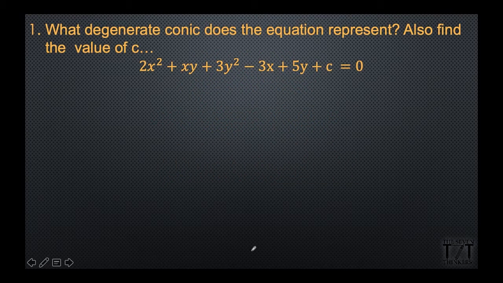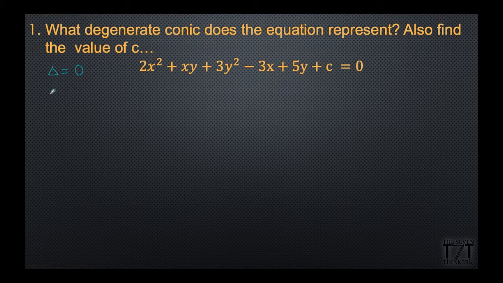The first question says, what degenerate conic does the equation represent? Also find the value of C. The equation is 2x square plus xy plus 3y square minus 3x plus 5y plus c is equal to 0. Since it is asked in the question that it is a degenerate conic, that means delta will be equal to 0. And what is this conic?